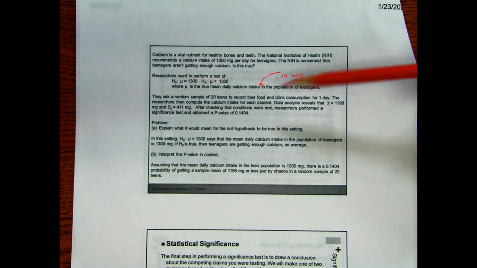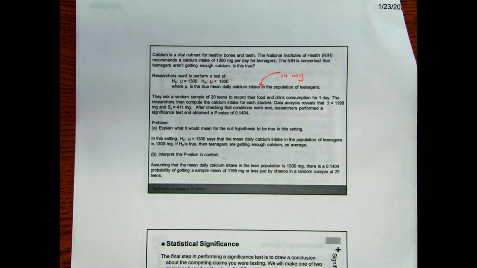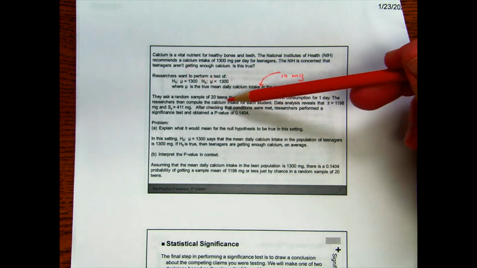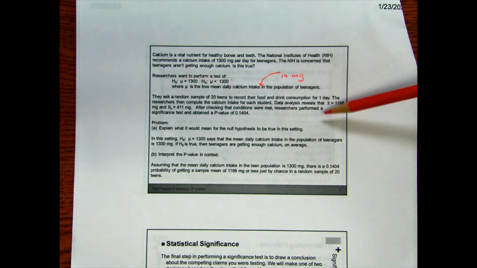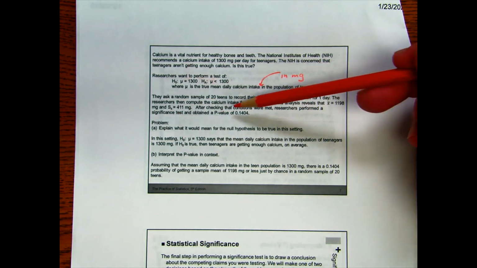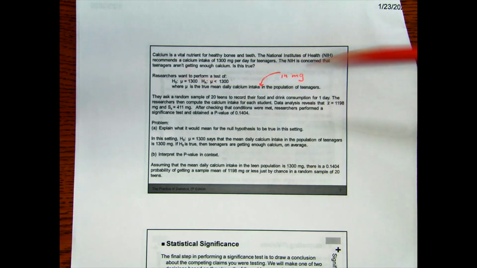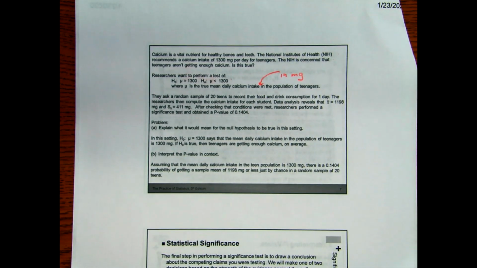All right, so to test this, they ask a random sample of 20 teens to record their food and drink consumption for one day. The researchers then compute the calcium intake for each student. Data analysis reveals that the sample mean is 1198 and the standard deviation is 411. After checking that the conditions were met, researchers performed a significance test and obtained a p-value of 0.14, roughly.